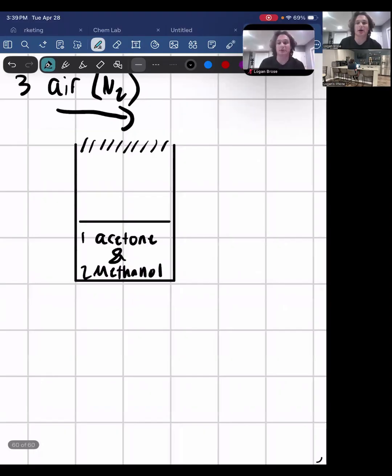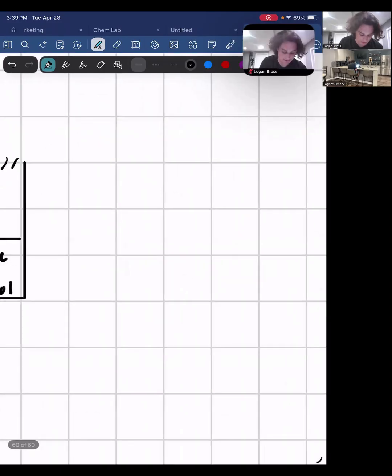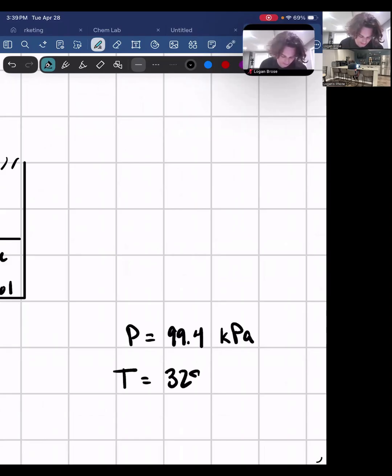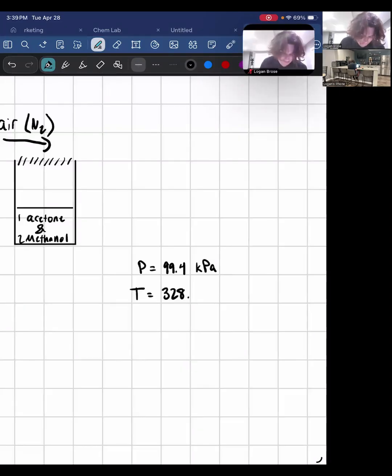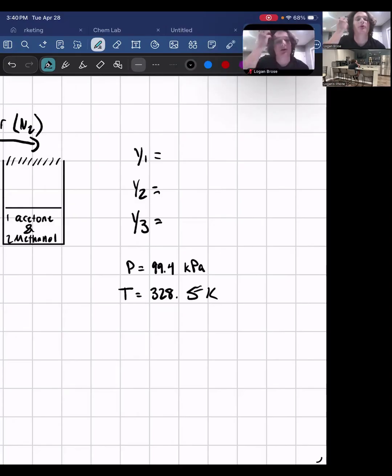So we know a few things given in the problem, homework 4, part B, right? We know that the pressure is going to be 99.4 kilopascals. We know our temperature is going to be 328.5 Kelvin. And then we know our vapor concentrations, right? So our Y1, our Y2, and our Y3, because 1 corresponds to acetone, 2 methanol, 3 air, right?